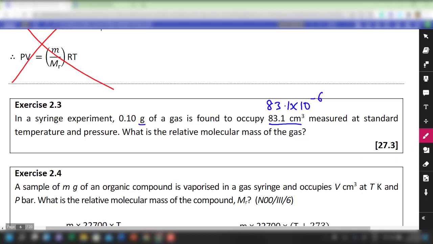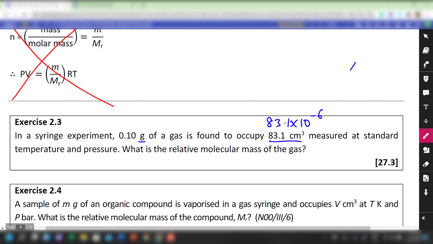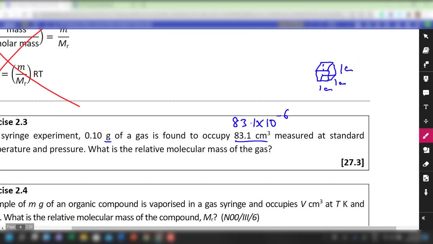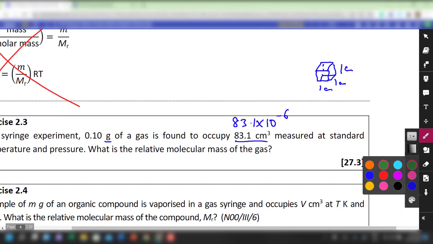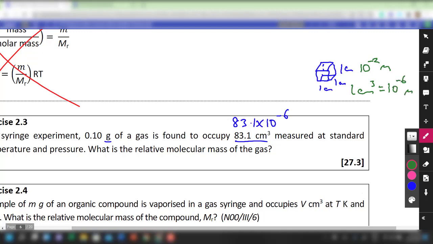Again, for those of you who have issues converting, you can always use this method, which I learned from my primary school teacher. You just assume a cube 1 cm by 1 cm by 1 cm. If you want to convert to cubic meter, you just ask yourself the question, how do I convert cm to meter? You just multiply by 10 to the power minus 2 meter. Therefore 1 cubic centimeter is actually equal to 10 to the power of minus 6 cubic meter.